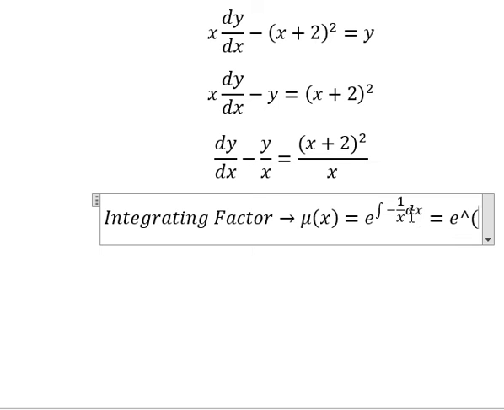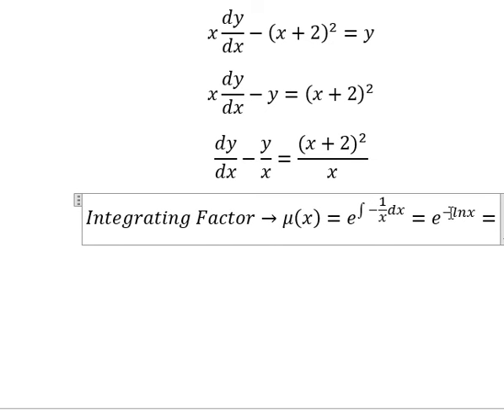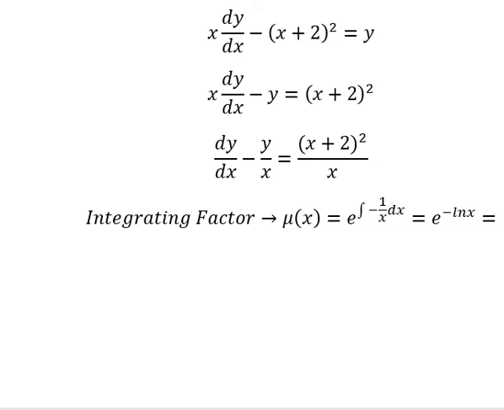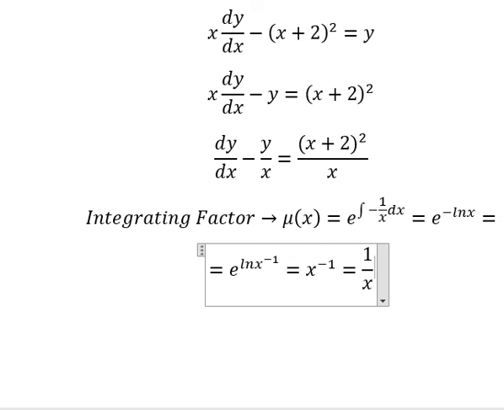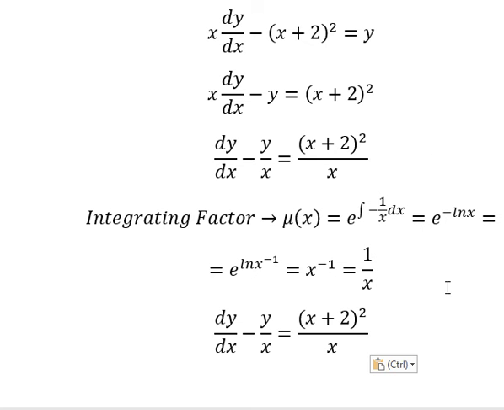And the integration of 1 over s, we have negative ln s. And the negative sign will go inside the natural log in here. And we have s to the power of negative 1, and we have 1 over s. That means we multiply both sides by this one.